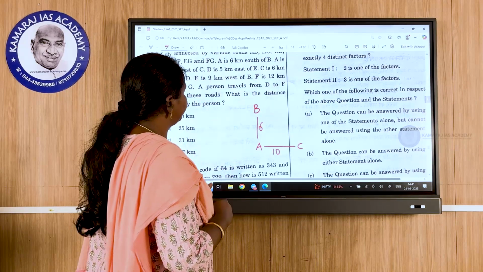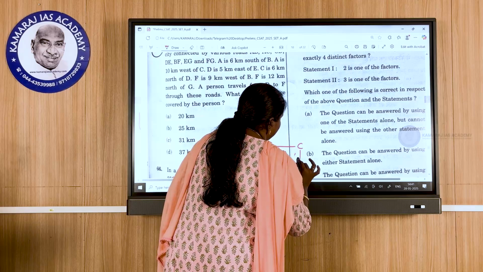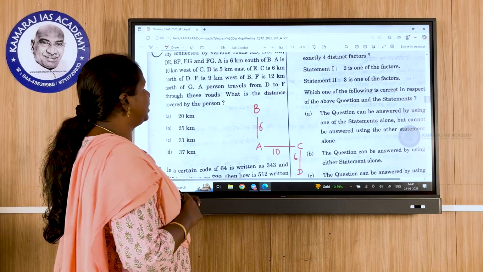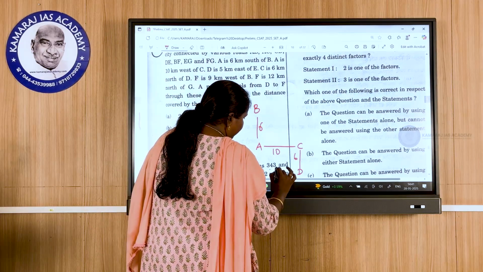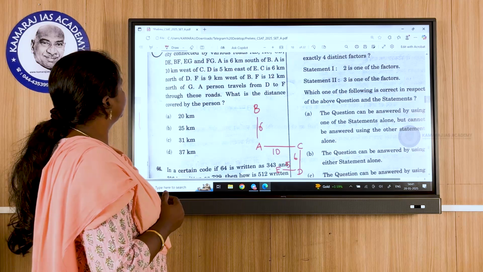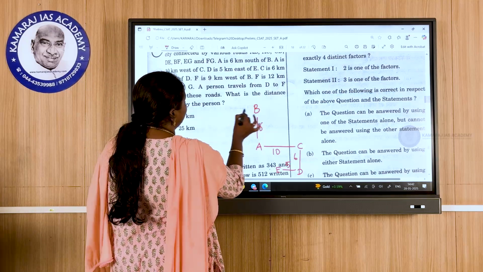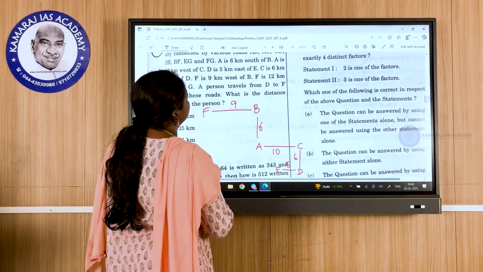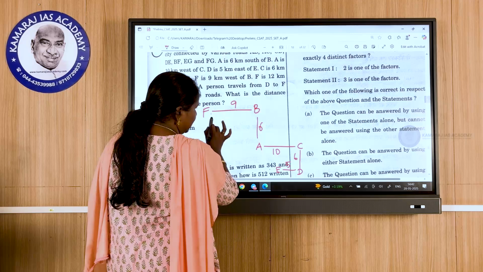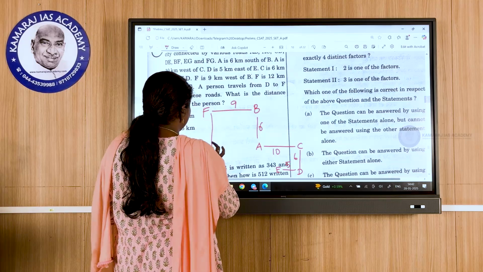C is 6 kilometers north of D. Now for the previous statement, D is 5 kilometers east of E. So in the east of E, D is 5 kilometers. Now F is 9 kilometers west of B. West of B, I have F at 9 kilometers. F is 12 kilometers north of G. So this 6 and this 6, I'll get it in an equal line. F is north of G at 12 kilometers, right?